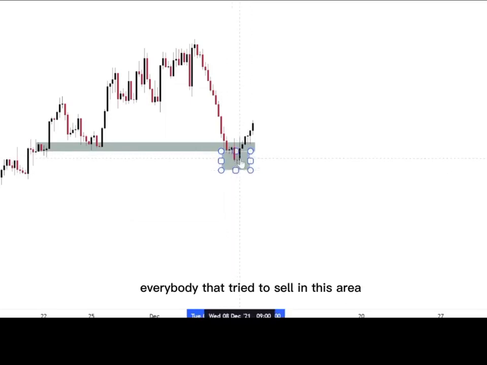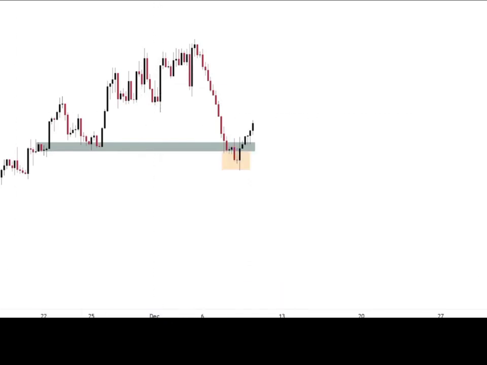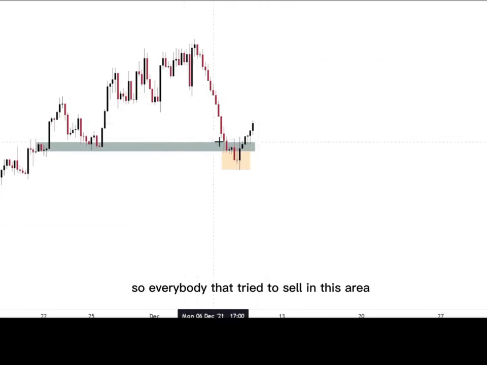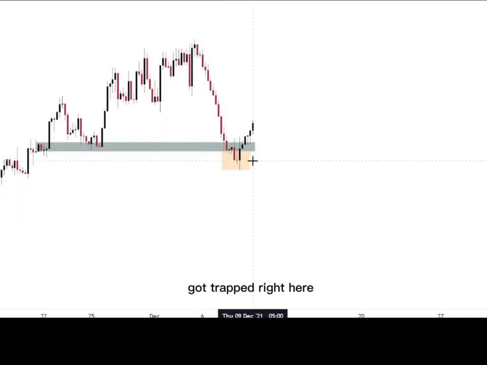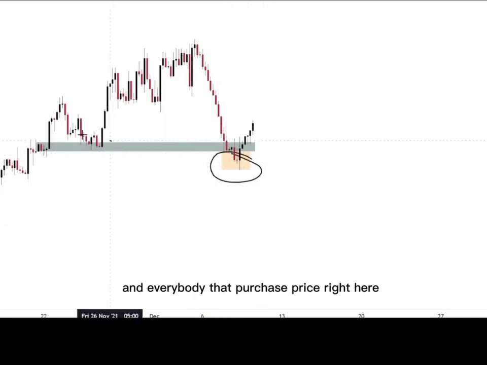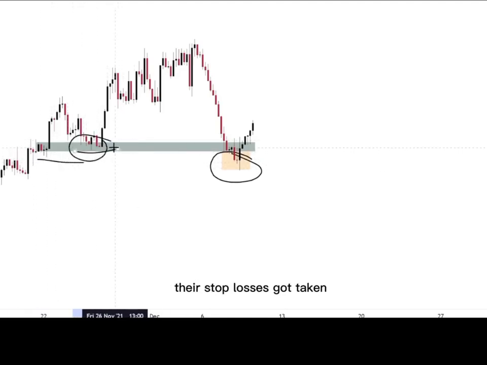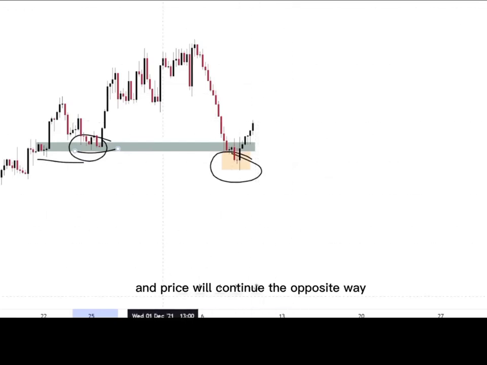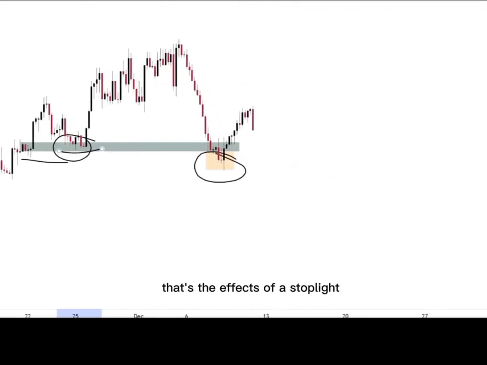Everybody that tried to sell in this area, thinking this is a breakout and price is going to continue lower, got trapped right here. And everybody that purchased price right here, their stop losses got taken. And price will continue the opposite way. That's the effects of a stop hunt.